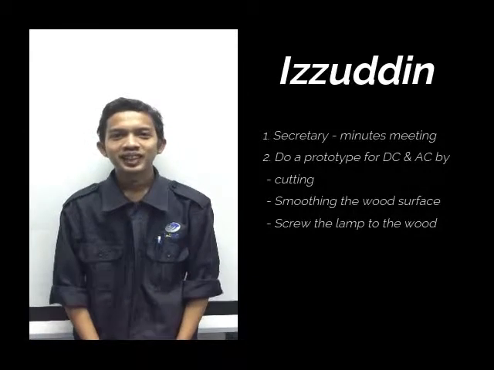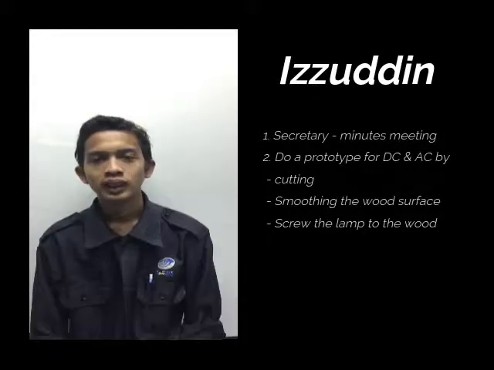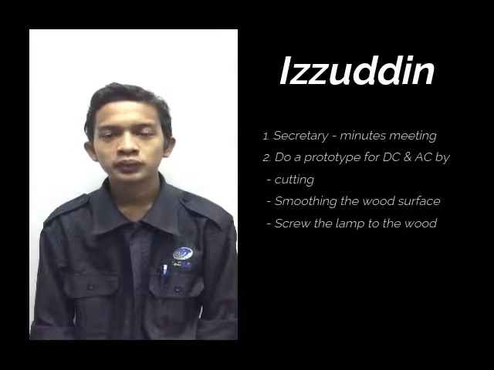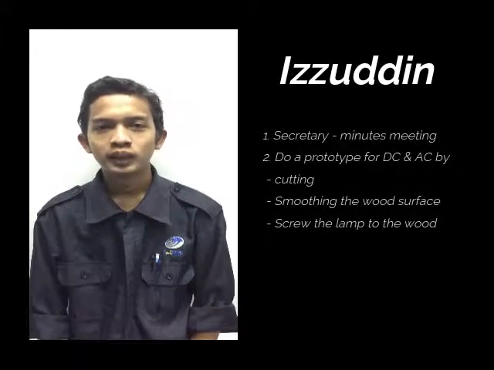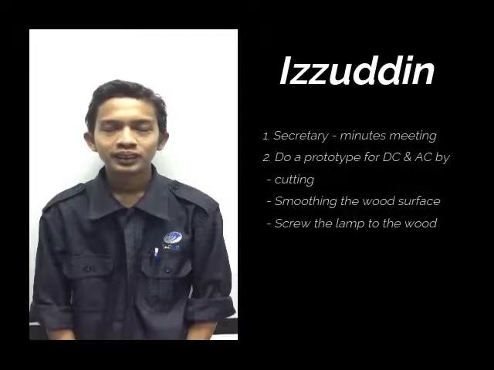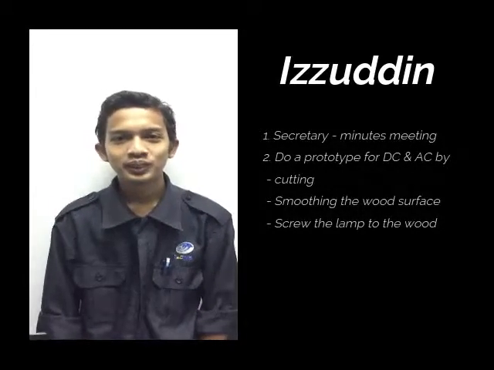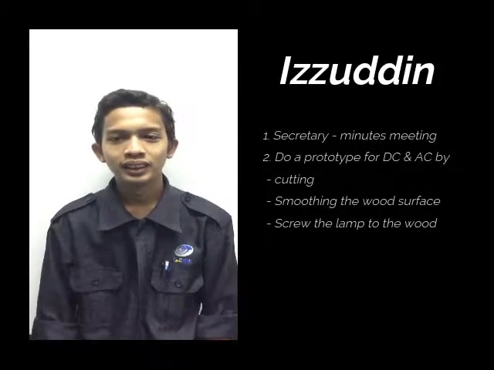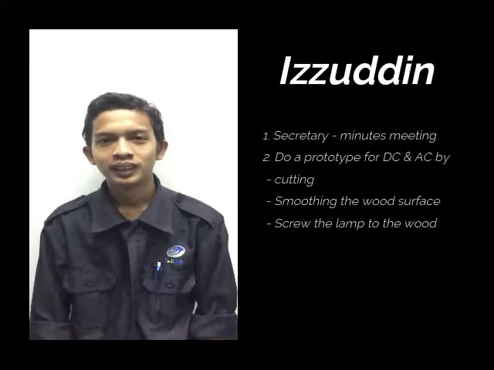The second task I do for the group is I go to buy the wood and then we go to our friend's house to cut the wood based on the size we need for the prototype. After that, we go to another shop to buy more wood because the wood before this was not enough.